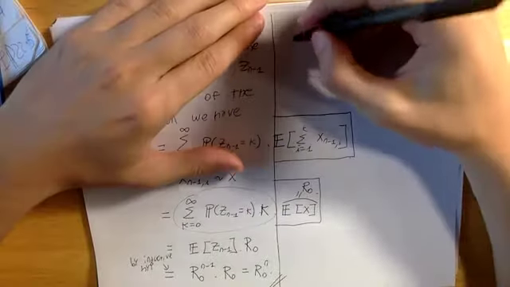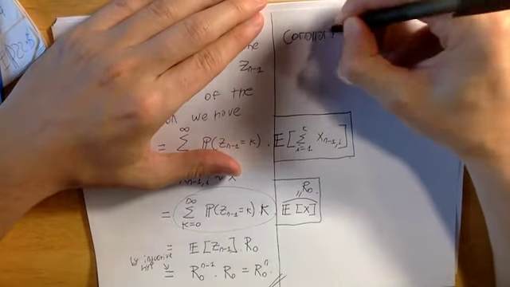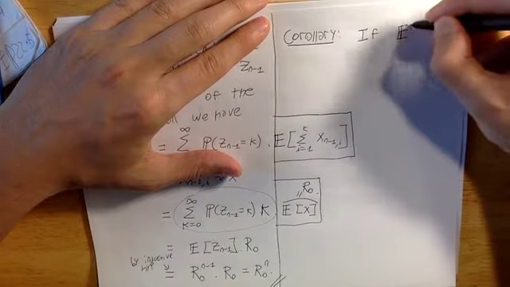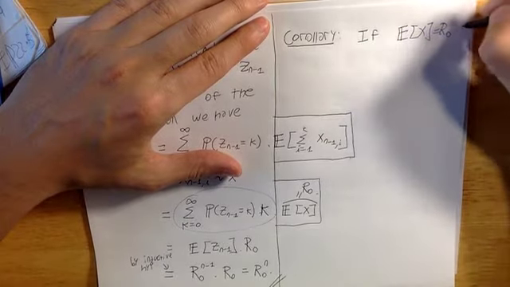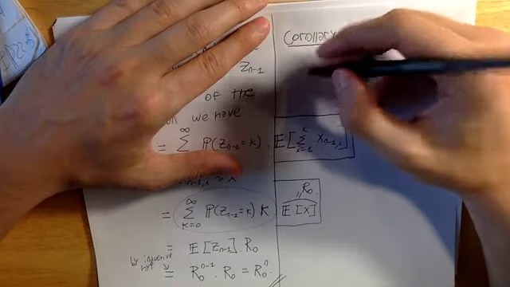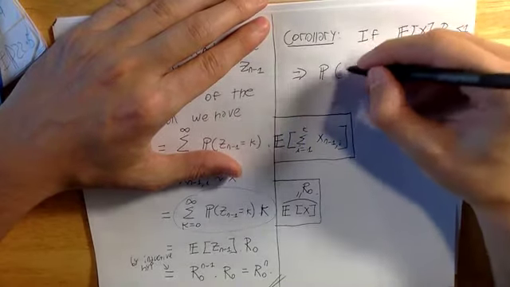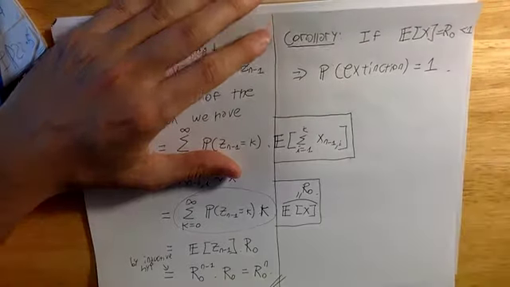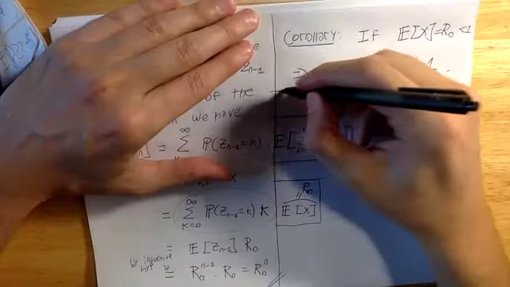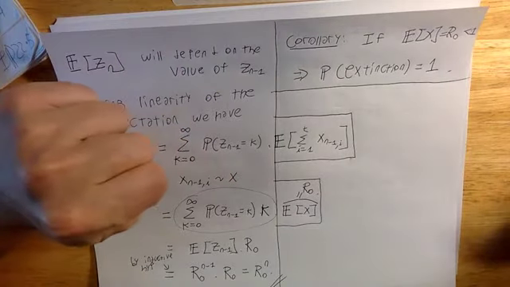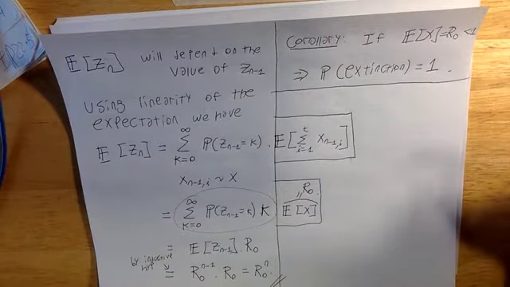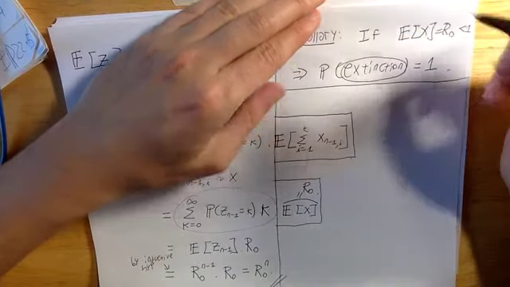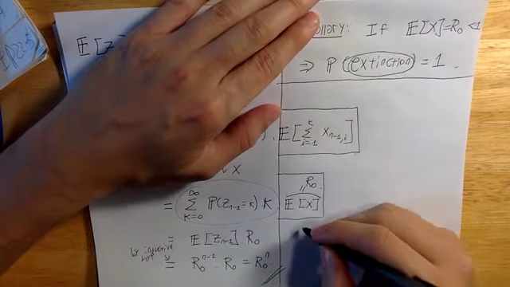So let's look at the following corollary. If E of X equals R0 is less than 1, then the probability of extinction is equal to 1. Okay, so how do we define extinction?